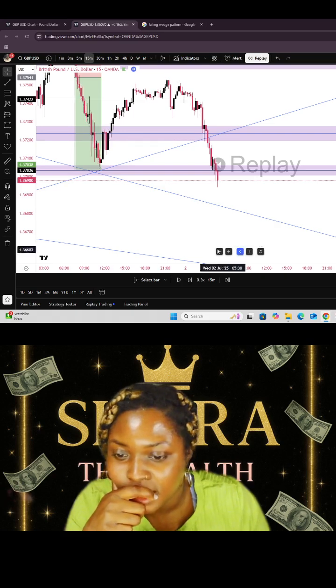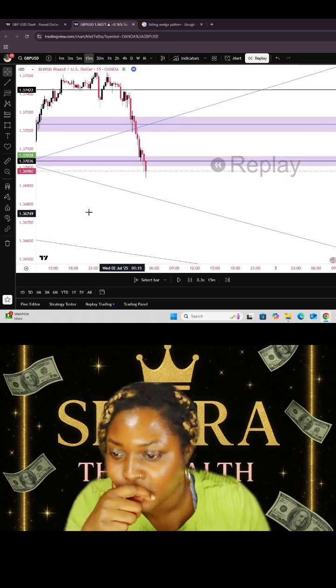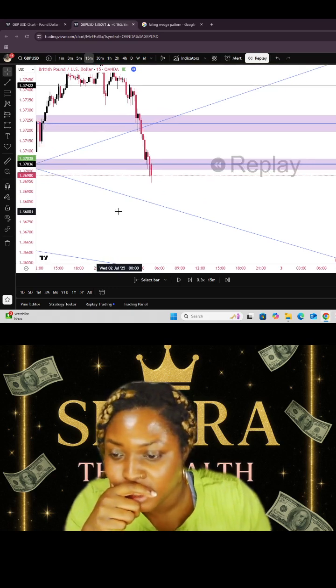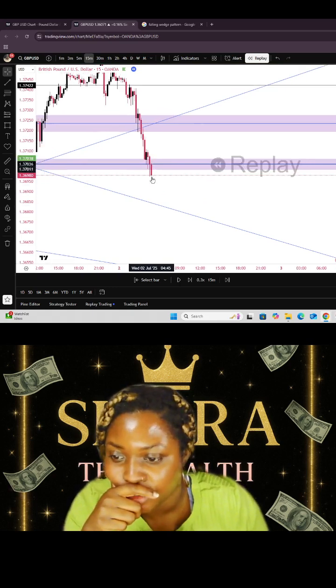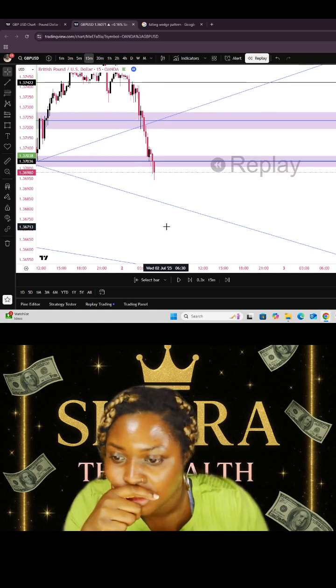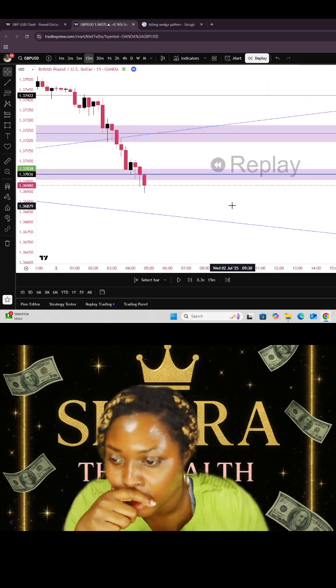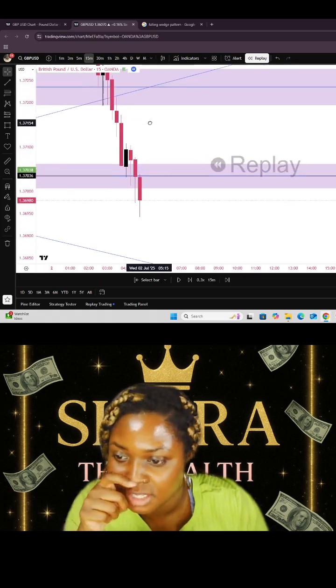All right, so it's not giving us any rejection candlestick patterns. Now price is trying to trade through. It's like regrettably trying to trade through too. Let's look at these candlesticks.